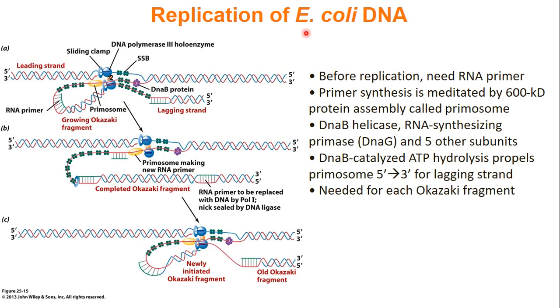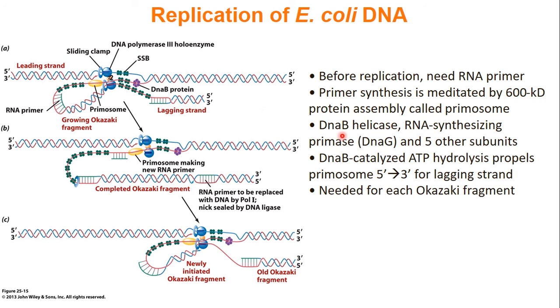Now let's look at the actual replication mechanism for E. coli. We said this already, but we need a primer for any replication to start. We can't just start without anything there, so we need an RNA primer. And the primer is going to be added by a huge 600 kilodalton protein assembly called the primosome. The primosome is shown in this yellow little bubble here. Now the primosome is made out of a lot of different proteins, so it's a complex doing a job with a lot of different proteins.